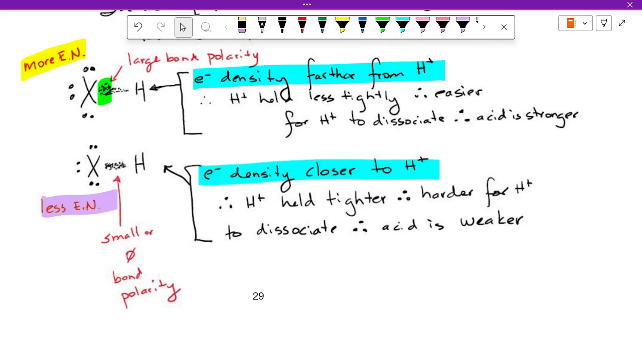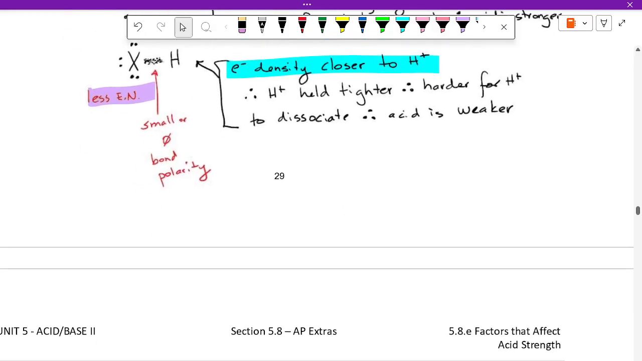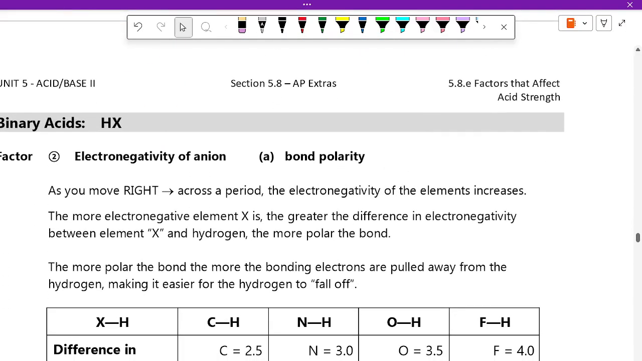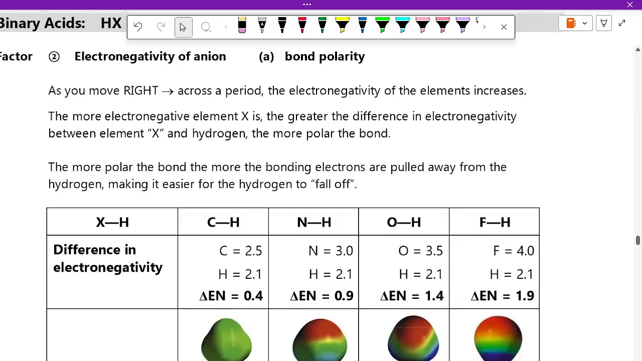I don't know what the likelihood is of having a written response where you're going to have to explain it. But if you do, what's the word you want to use? Stability of the conjugate base. Yes? Those are the words you want to use. Okay. All right, so here we go.